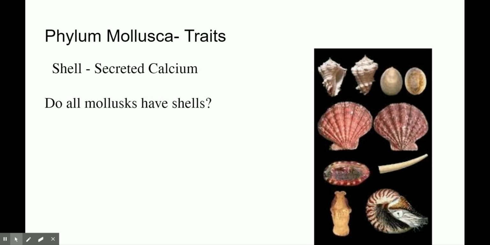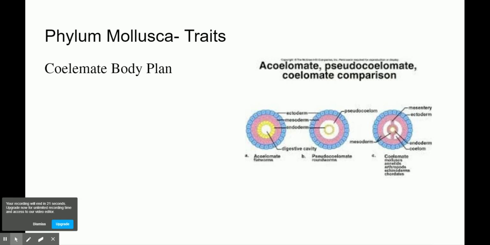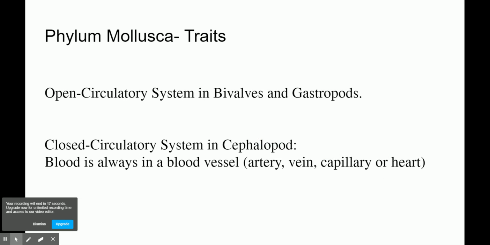And also the shell. So a big question for you would be, do all mollusks have shells? I'll leave that one for you guys to answer. And lastly, remember that mollusks are coelomates. Now, one of the big differences is that bivalves and gastropods are going to have open circulatory systems, and a cephalopod, our head foots, are going to have a closed circulatory system. We'll talk about what that means in just a second.